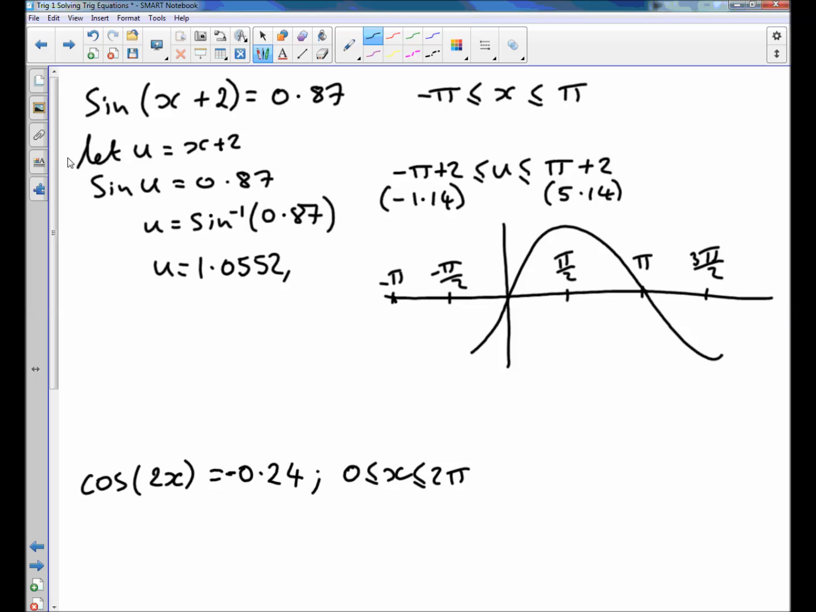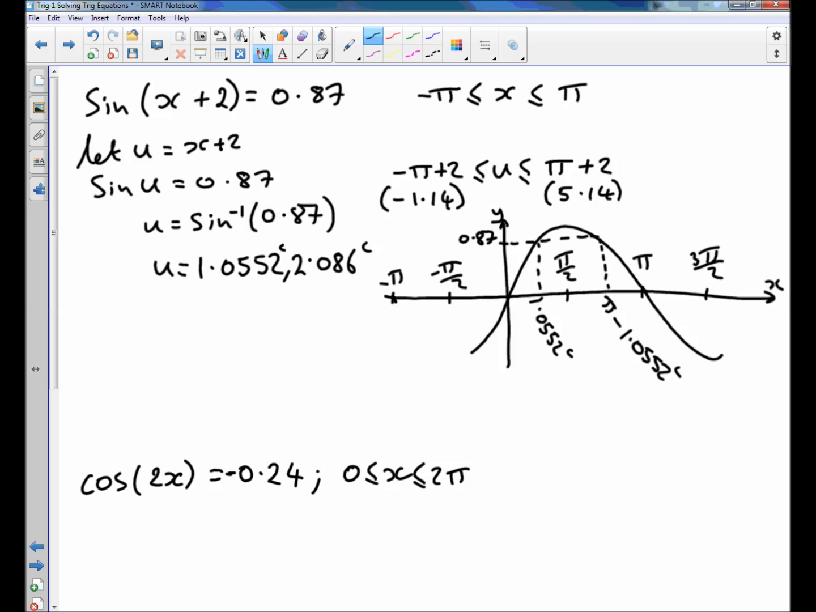Okay, so what 0.87, bring it across, principal solution there, 1.0552 radians. So my secondary solution is going to be there at pi minus 1.0552 radians, which is 2.086 radians. So that's what u is. That's not what x is.